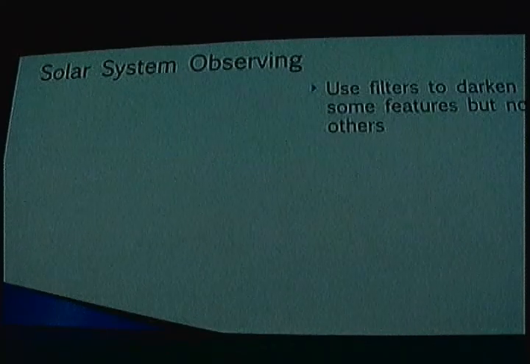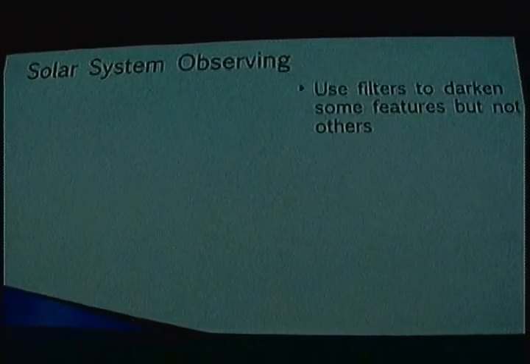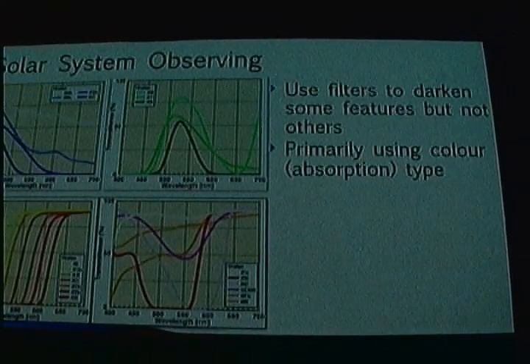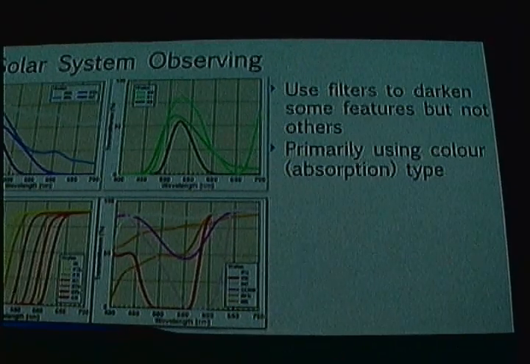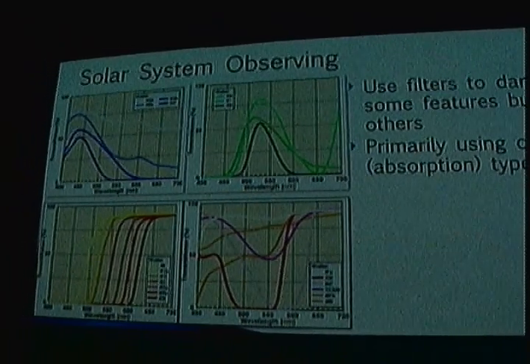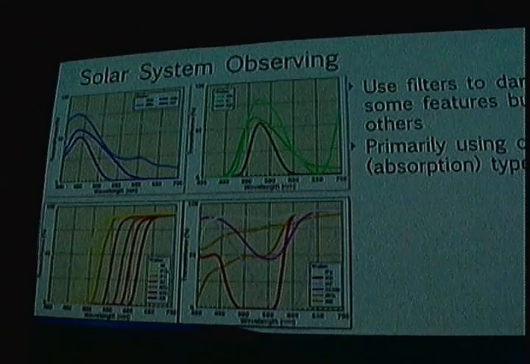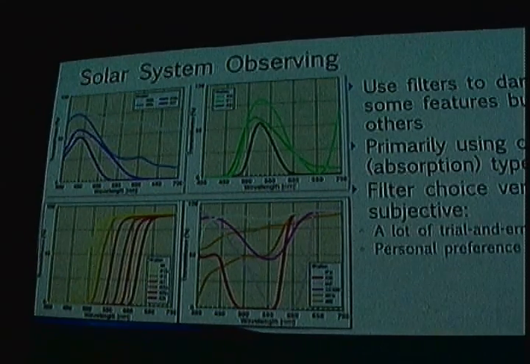So let's start by looking at solar system observing. And what I mean by that is looking mostly at the moon and the planets. Now, if you recall, in part 1, I presented the idea that filters are used to darken some features in order to make other ones easier to see. That is exactly the case when you use filters to enhance your view of planets and the moon. Now, in most cases, the filters you're going to use to achieve this are color filters.